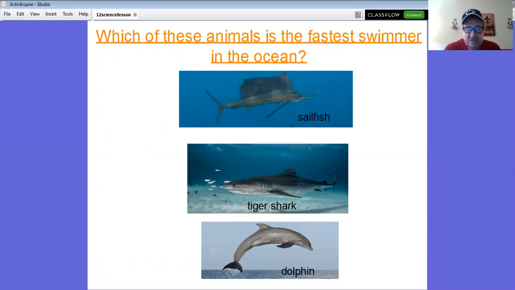Which of these 3 animals, we have 2 fish and a mammal, is the fastest swimmer in the ocean? And I'm not going to tell you the answer. I'm going to have you look it up. So look it up on your own. Is it the sailfish? Is it the tiger shark? Or is it the mammal? I'm sorry, the dolphin. Sailfish, tiger shark, or dolphin? I'll let you look that up to discover the fastest swimmer in the ocean.